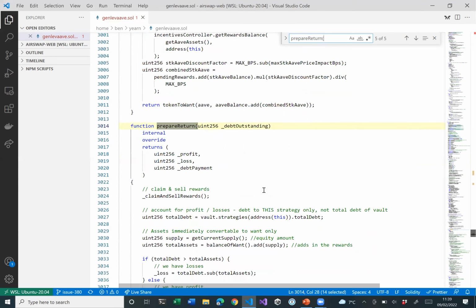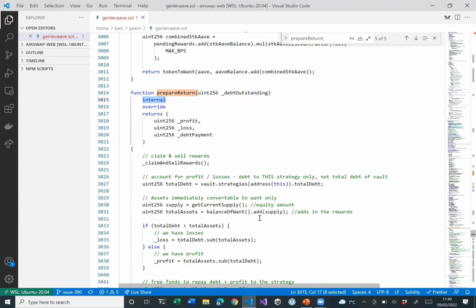So I suspect it's only internal to the contract in which it's implemented, and it's implemented in this contract, which is strategy.sol. So it can be called within strategy.sol, I guess. Does that make sense to you or not? Not really. I mean, I can ask the guys. But that seems to be what's going on.